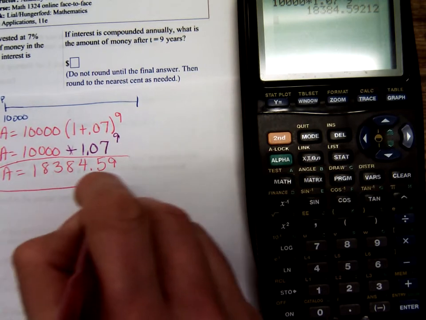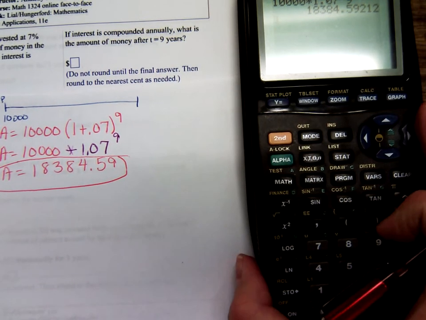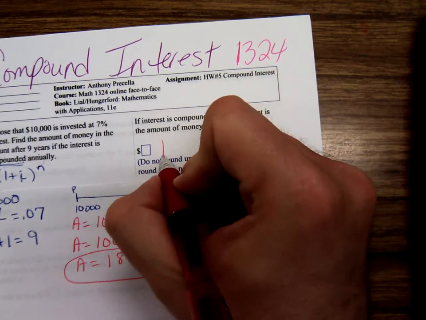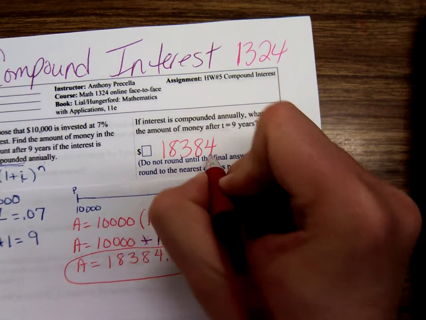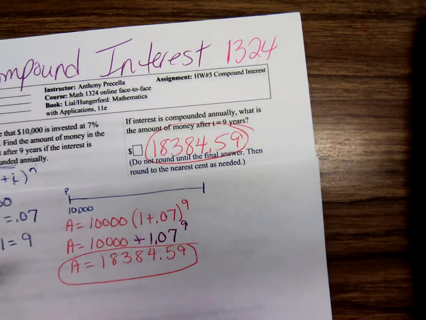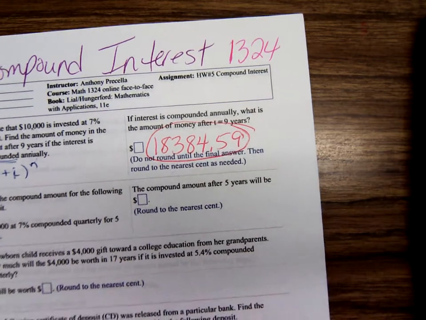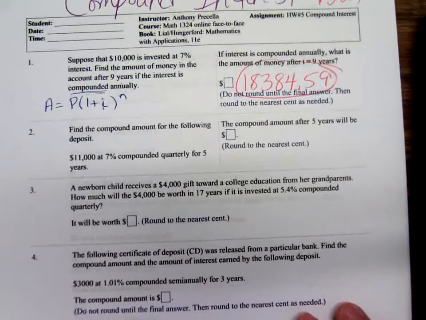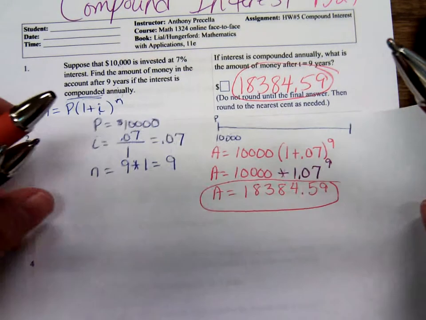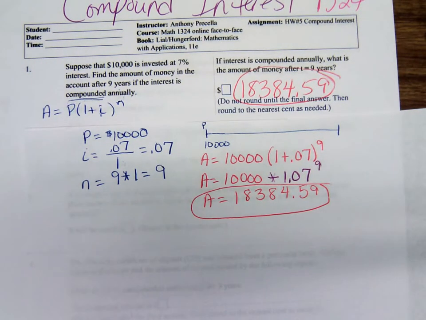That's the amount of money that's in the account after 9 years. Realize that's not the amount of interest. If you wanted the amount of interest, which this problem isn't asking for, you would have to subtract the original 10,000. Okay? Here it is, worked out. Any questions? Also, the following is the compound amount formula that we're working with.